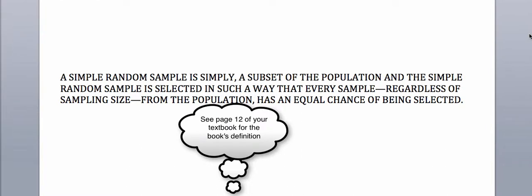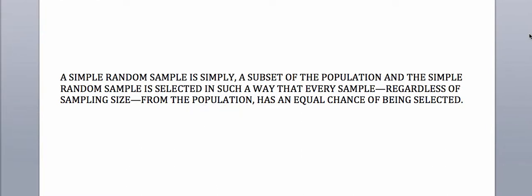Let's talk about simple random number sampling and the random number table. First, by definition, a simple random sample is simply a subset of the population, and the simple random sample is selected in such a way that every sample, regardless of sampling size from the population, has an equal chance of being selected. An easy way to do this is to use the random sample table.